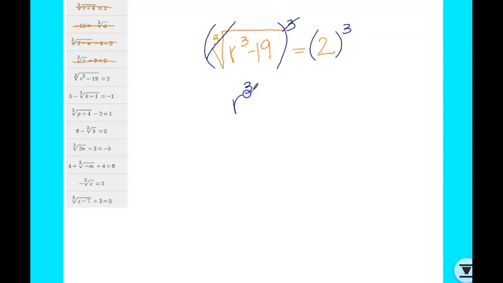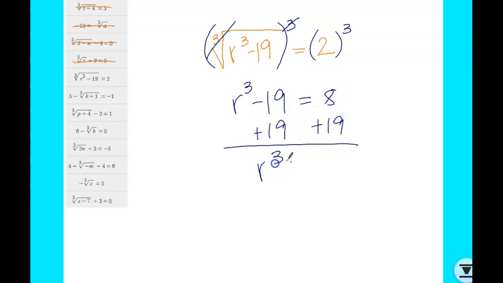So we get r cubed minus 19 is equal to 8. So we're going to add 19 to both sides. We get r cubed is equal to 27. And now we have r cubed, so we actually have to undo cubing something, which means we have to take the cube root of both sides. So inverses go away, and the cube root of 27 is 3, because 3 times 3 times 3 is 27.